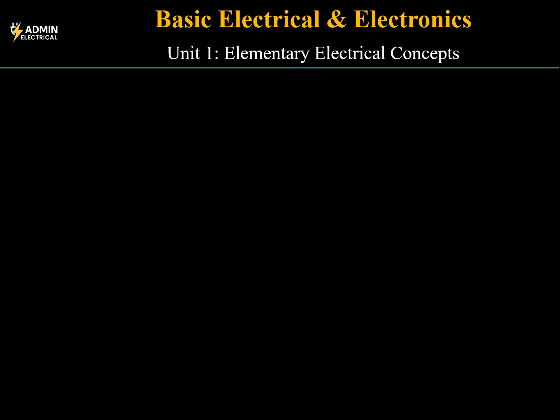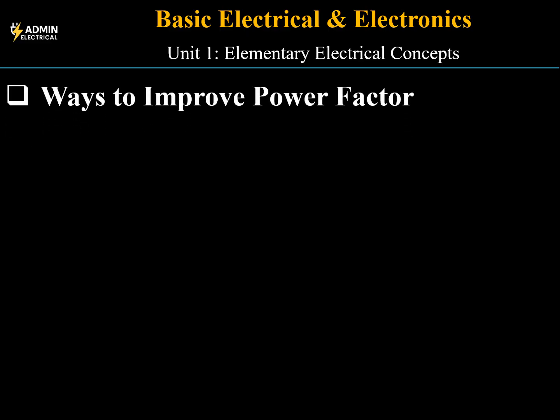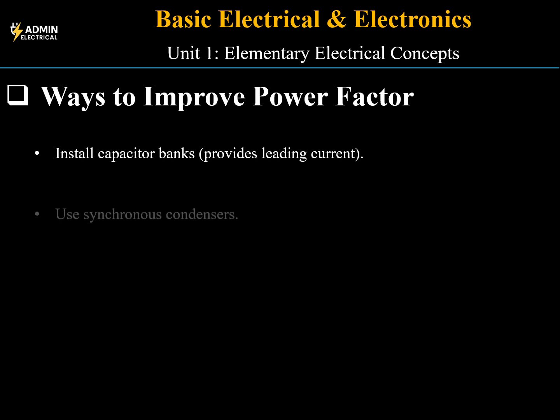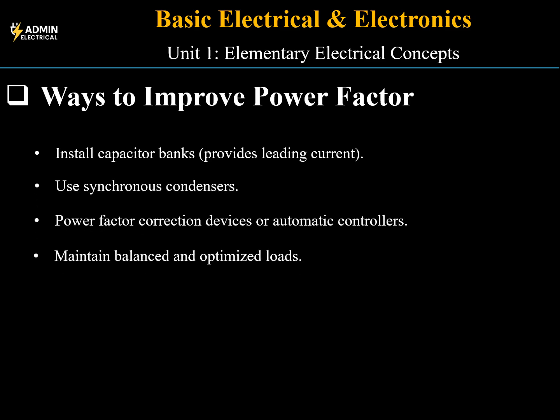We can improve the power factor using a few simple methods. Install capacitor banks. They provide leading current to cancel lagging current. Use synchronous condensers. Add power factor correction devices or automatic controllers. Keep loads balanced and properly optimized. These techniques help maintain a high power factor in the system.